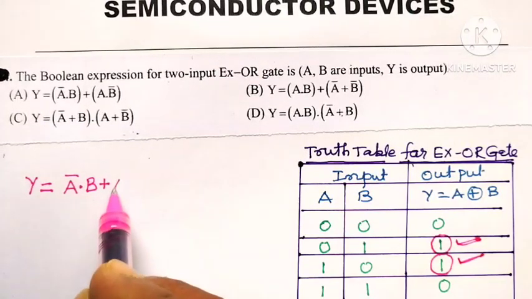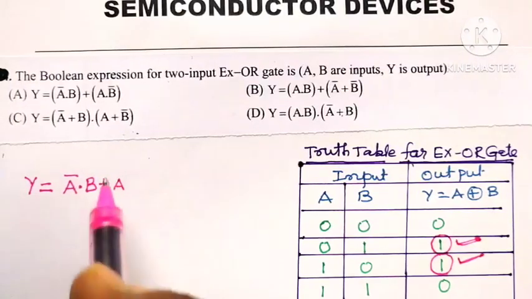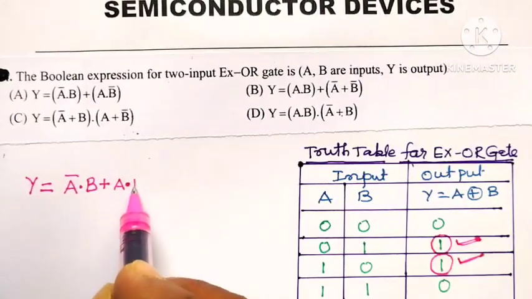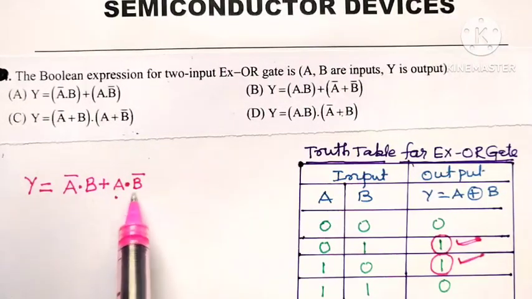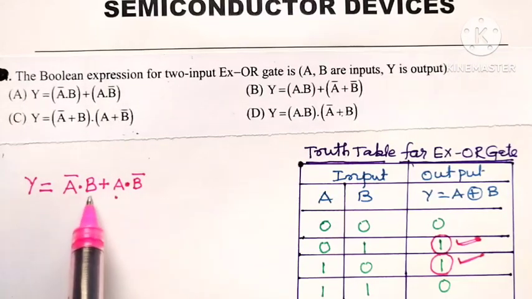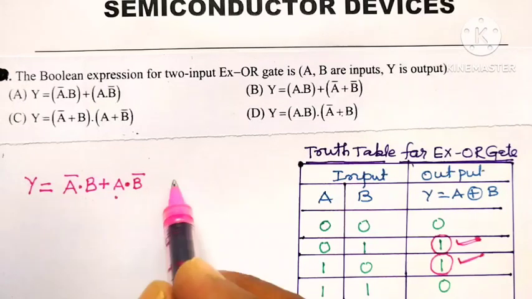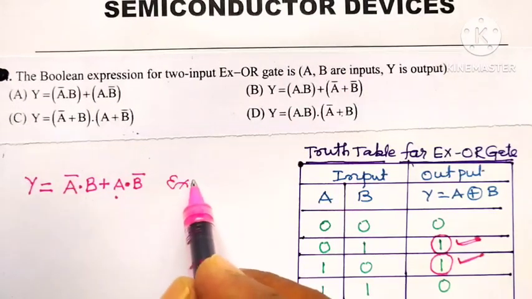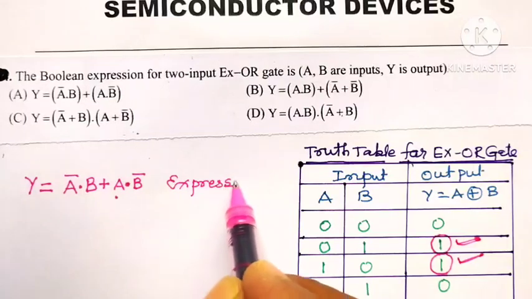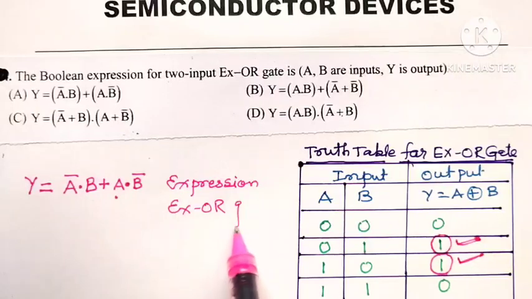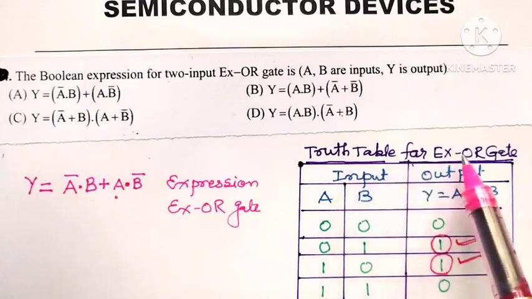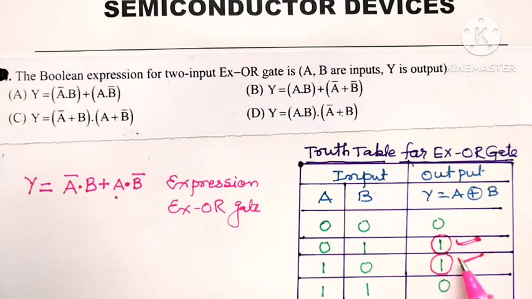A is 1, so I can write A itself, and B is 0, and means a dot sign. B is 0 means B bar is 1. So A is 1, B is 0 means 1 into the complement of 0, 1 into 1 is 1. So A bar dot B plus A dot B bar is the expression for the output of the XOR gate. It is an expression for what? The output of the XOR gate.